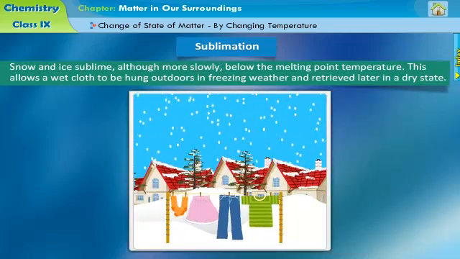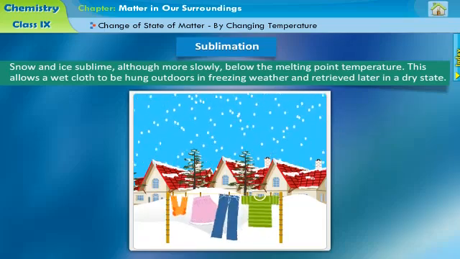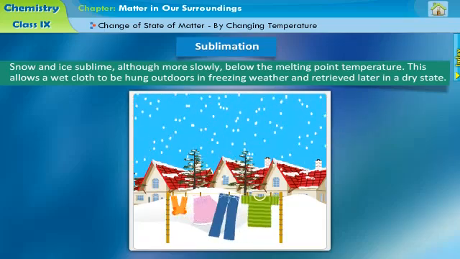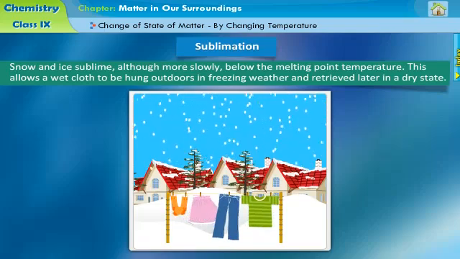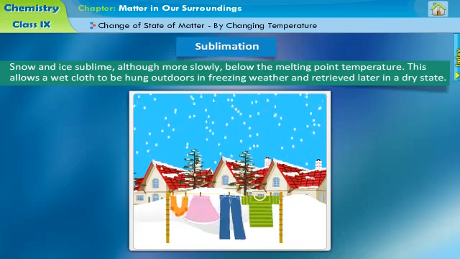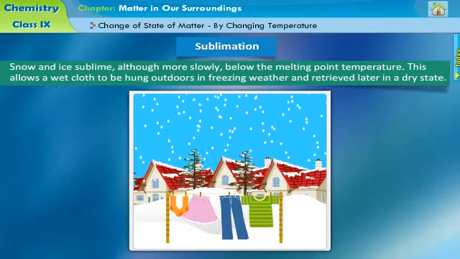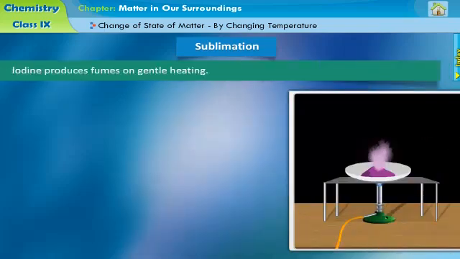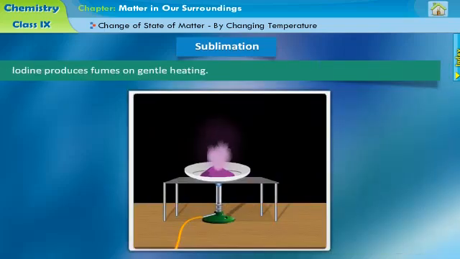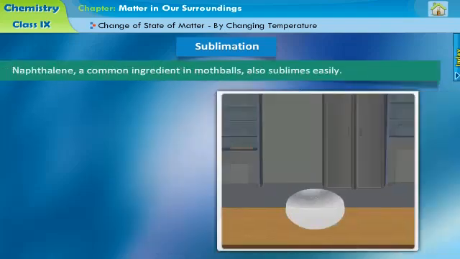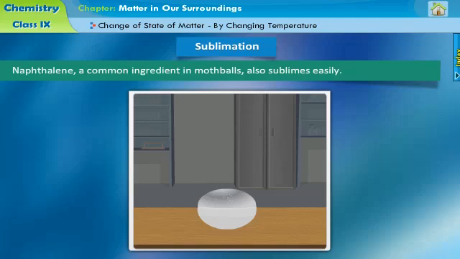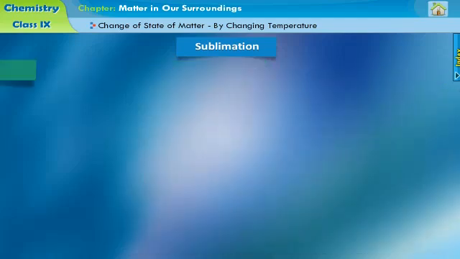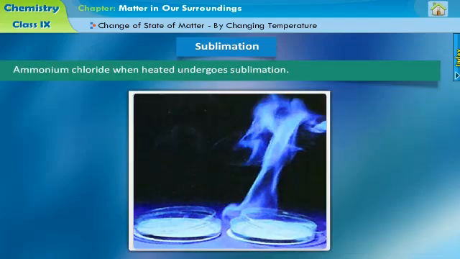Snow and ice sublime, although more slowly, below the melting point temperature. This allows a wet cloth to be hung outdoors in freezing weather and retrieved later in a dry state. Iodine produces fumes on gentle heating. Naphthalene, a common ingredient in mothballs, also sublimes easily. Ammonium chloride, when heated, undergoes sublimation.